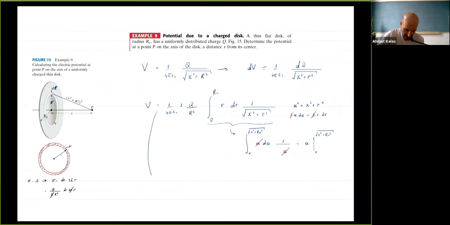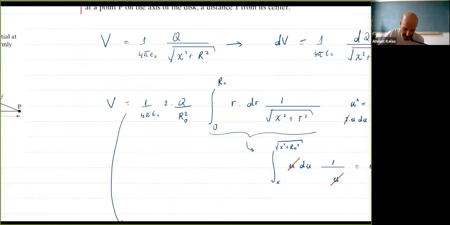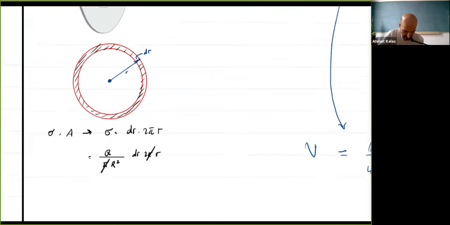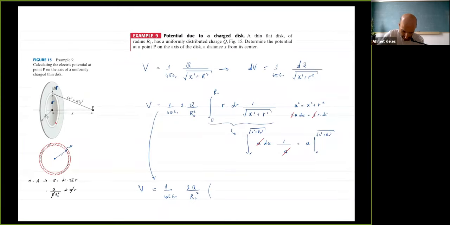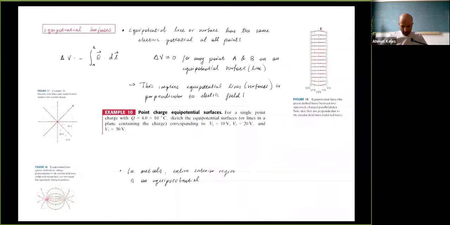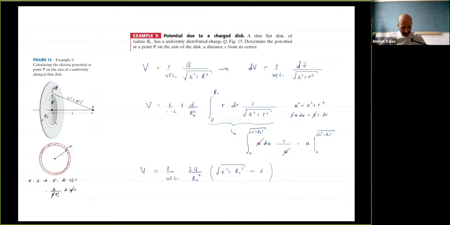I just come here and write the result. V is equal to 1 over 4 pi epsilon naught, 2q over R naught. Sorry, this one is R naught. This is the density, so this one is also R naught, just to be consistent. So this guy is something like square root of x squared plus R naught squared minus x. Okay. So that's what the electric potential is.